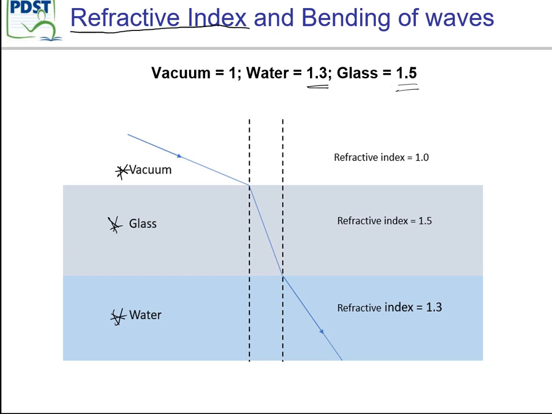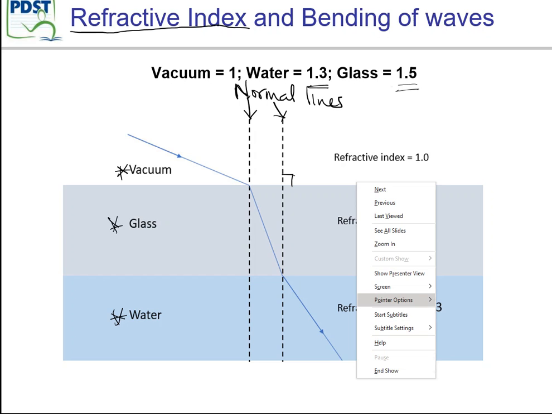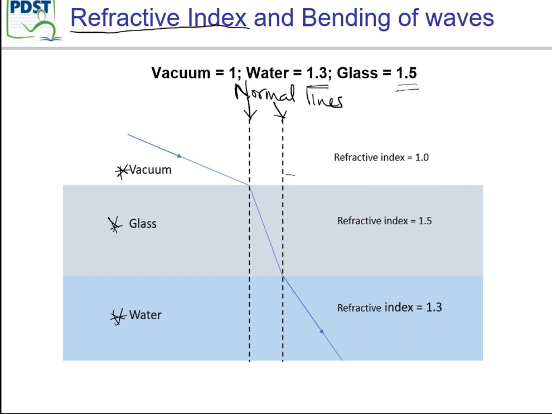Now, if we talk about bending of light, these two are what we call normal lines. They are always perpendicular to the surface we are dealing with. I mean, this is perpendicular to this surface at a 90 degree angle. Those two are normal lines.